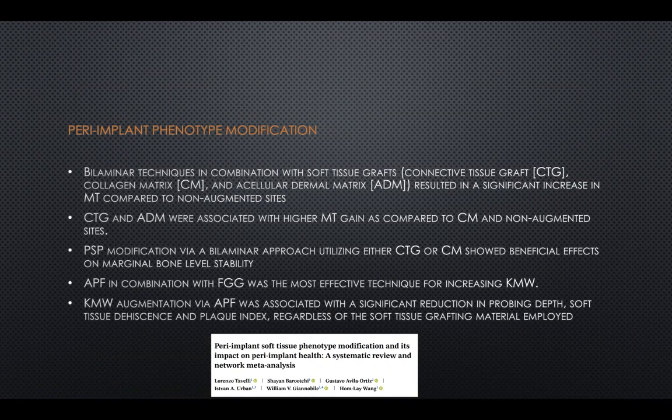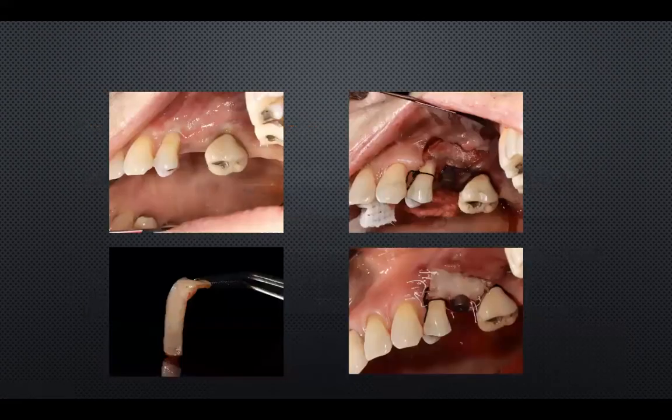And we can also use the apically positioned flap with the free gingival graft, again, to increase the thickness and also to enhance the keratinized tissue around our implants. So let's take a look at this example. The implant was already placed in this area here. And again, as we can see, there is minimal keratinized tissue around the crest area, and the tissue is very thin, and we have muscle pull, and also around this tooth as well.